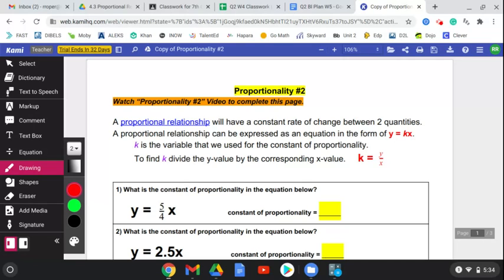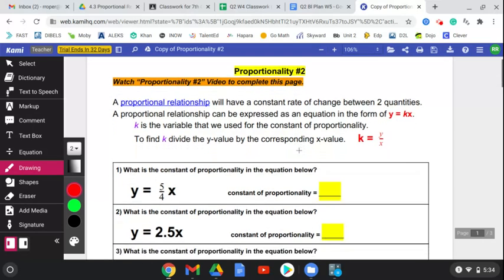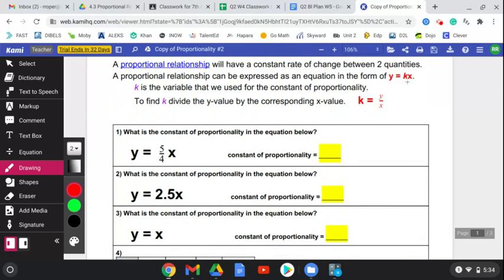A proportional relationship has a constant rate of change, and we can represent that rate of change using the equation y equals kx, y equals k times x, where k is the variable that we use for the constant of proportionality. As you can see here, k is the number right before x. And so in these first three equations here, we are to identify the constant of proportionality. And so that is the number in front of x.